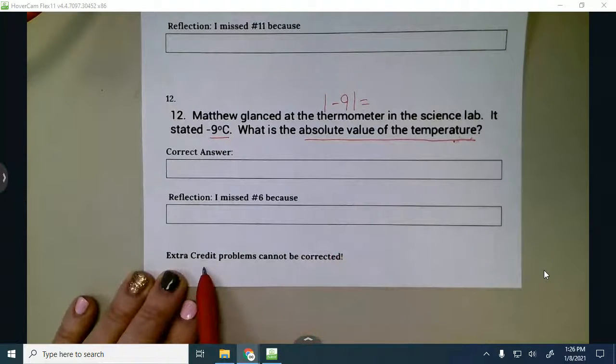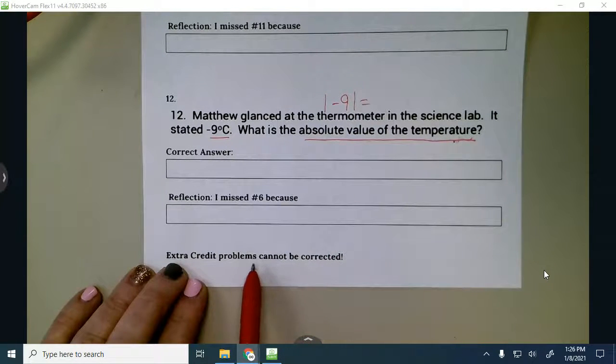And then if you wanted to do the extra credit problems, unfortunately, you had to do those on the checkpoint. Those cannot be corrected. So that's a one-time shot only. So those are not on your reflection piece. All right, good luck to you on your corrections.